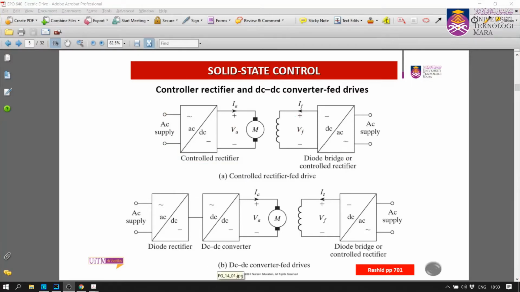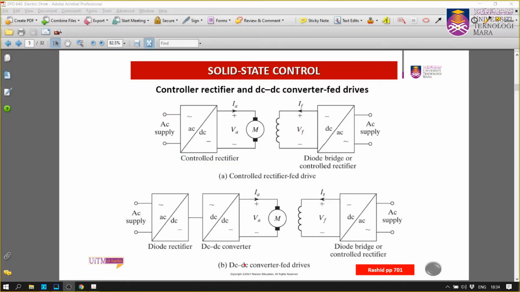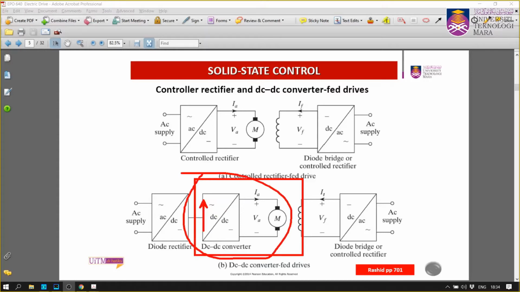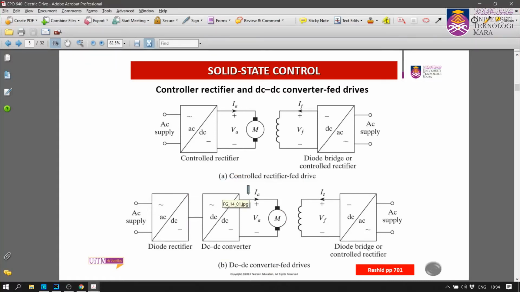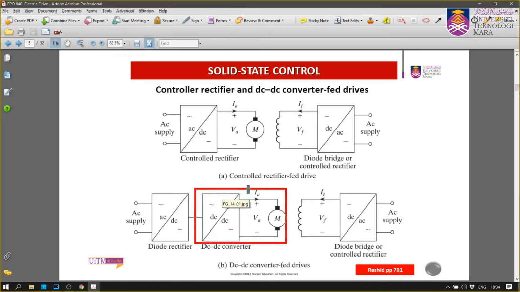Then you can also have a DC-DC converter. If you look at this, it should be from DC to DC. Let's assume that we have a DC input. We just apply this DC-DC converter to control the speed of your motor. So that is known as a DC-DC converter drive. In the front end, just before your motor here, we have a DC-DC converter.